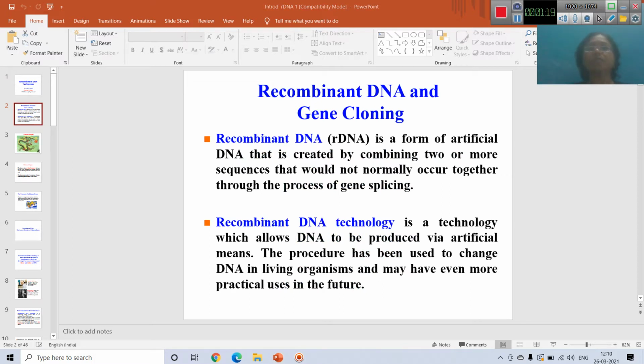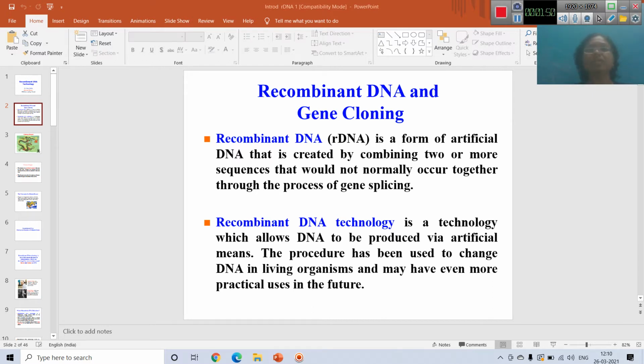So recombinant DNA or gene cloning, you can call it gene cloning or you can call it genetic engineering. Recombinant DNA is a form of artificial DNA that is created by combining two or more sequences of DNA, which normally is not found in that particular organism, and this you have produced artificially by joining together or by the process of gene splicing.